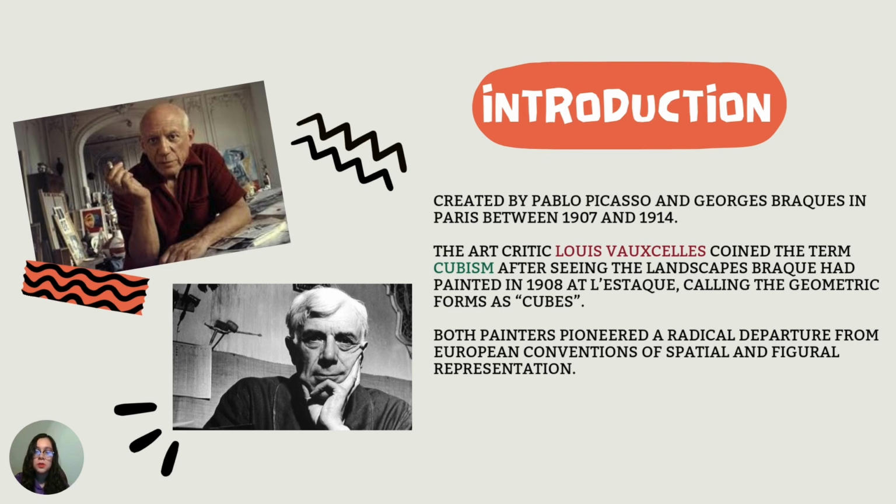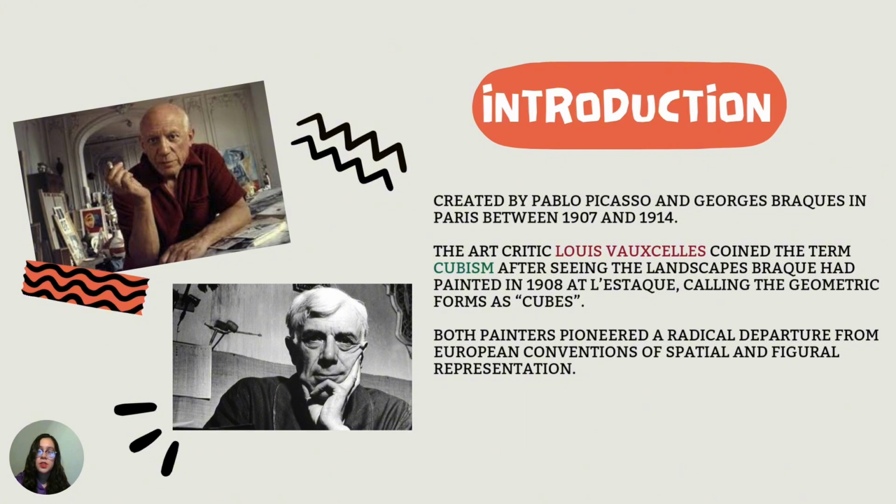Cubism was one of the most influential visual art styles of the early 20th century. It was created by Pablo Picasso and Georges Braque in Paris between 1907 and 1914. The name of this artistic movement appeared because the art critic Louis Vauxcelles coined the term Cubism after seeing the landscapes that Braque painted in 1908 in emulation of Cézanne, and he called the geometric forms cubes.